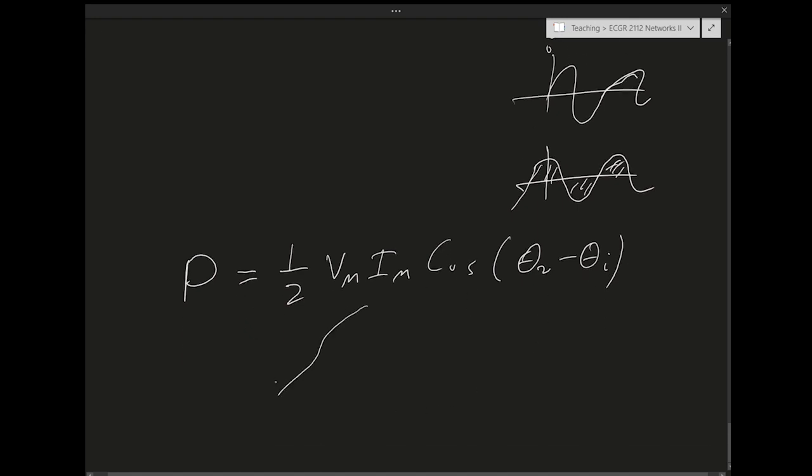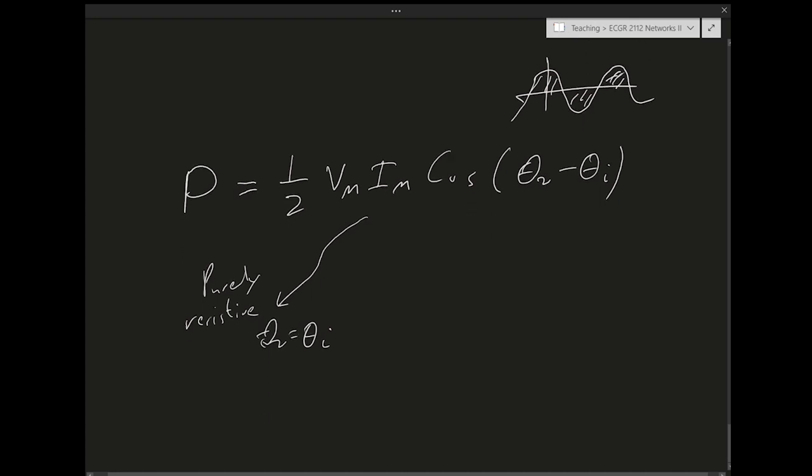If we have a case where the element we are examining is purely resistive, what does that mean? That means that theta V equals theta I. Because we end up with cosine 0, we end up with the average power being just half Vm Im. This is for a purely resistive element.